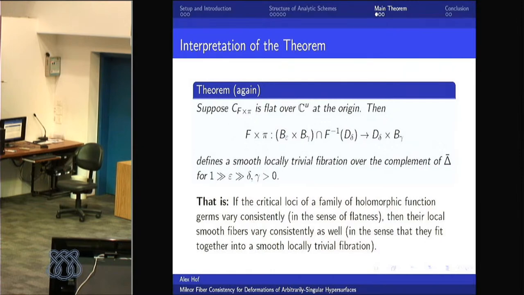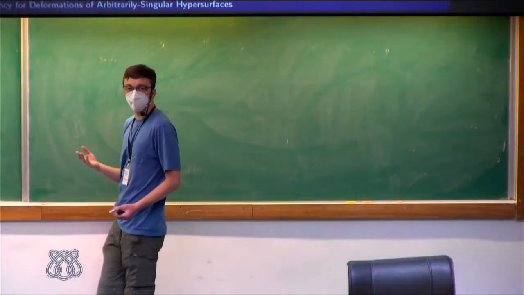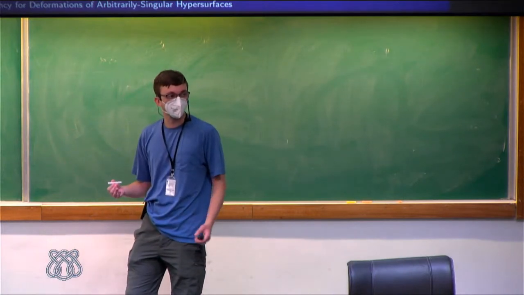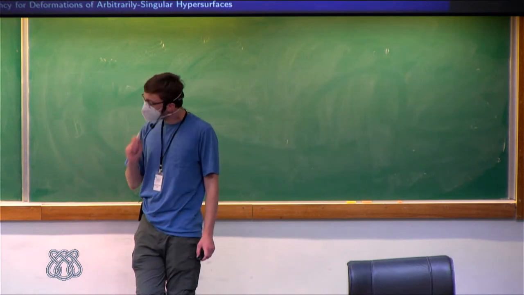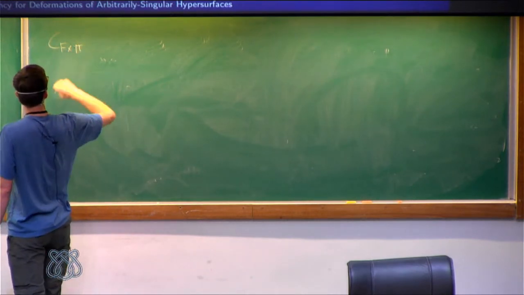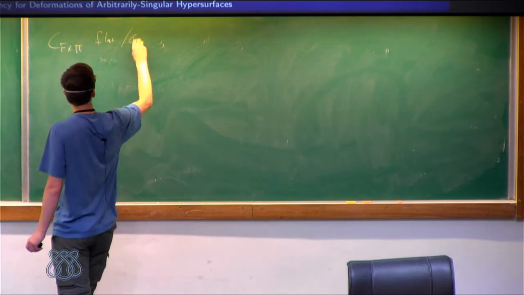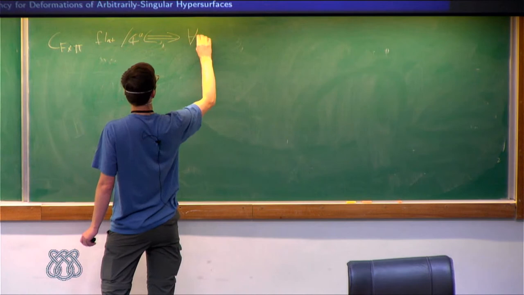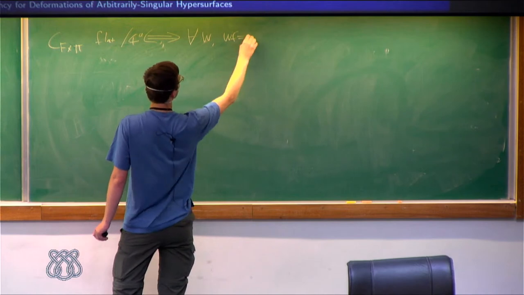And in order to do that, what it really boils down to is showing that these smooth fibers of f times pi are going to be transverse to this boundary sphere, to this ball of radius epsilon. And the way we do that is to show that this requirement of the critical locus being flat over the parameter space is the same as saying if we have a vector field such that the vector field is everywhere tangent to the smooth fibers of little f.